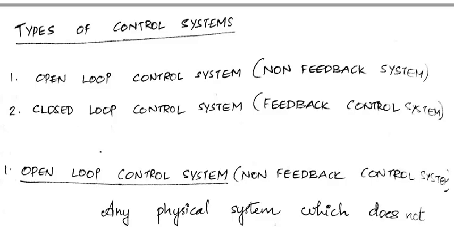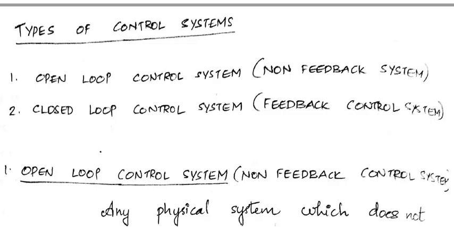So why is it known as non-feedback control system? Because we are not feeding the output back to the input. So that's why it is known as non-feedback. There is no feedback from output side to the input side. And closed loop control system is known as feedback control system. So in that system, there will be a feedback from output side back to the input side.